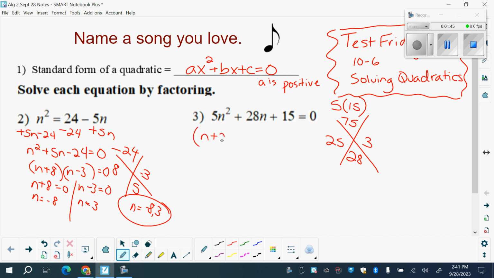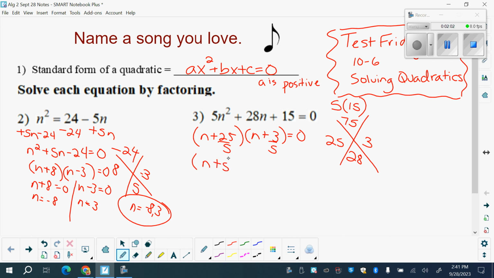So n plus 25, n plus 3. Pay attention here because this is where a lot of students make mistakes. What do I do next? Divide it by 5. Good. So the reason we multiplied 5 by 15 was to make the x work.